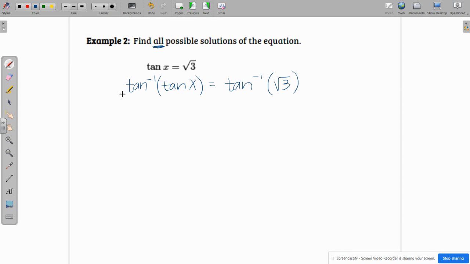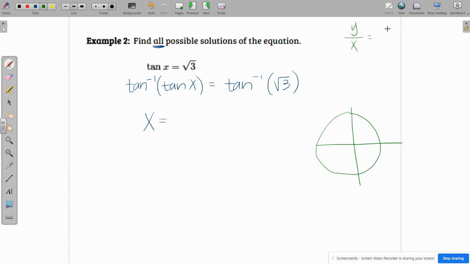But honestly, I don't really write this step each time anymore. I know that's technically what I'm doing, but instead, I like to just think through in my head because this is not something you're going to be using your calculators on. So instead, I want to think through where on my unit circle do I get a tangent equal to the square root of 3? So remember, tangent is y over x.